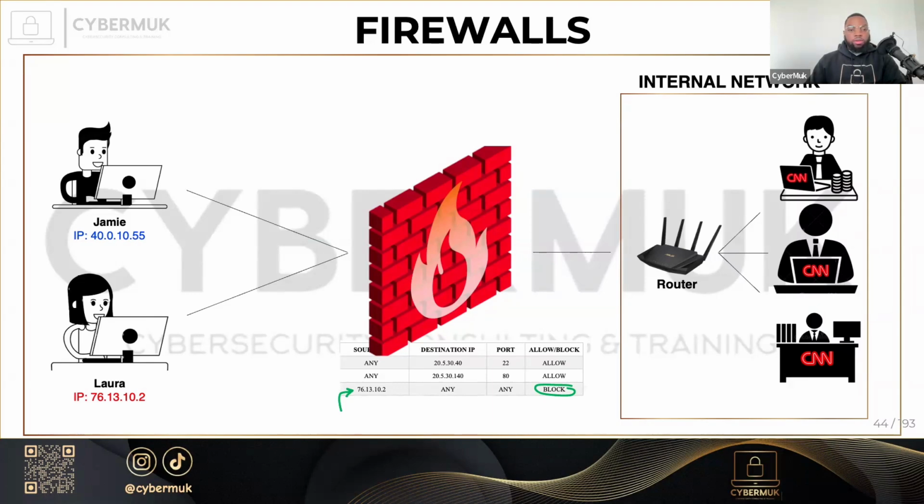In domain 4.5, we will go into detail on how to configure a firewall, but let's take a look at the illustration here. When Jamie connects, since the firewall authorizes him to go through, he is able to connect. But when Laura tries to connect, the firewall will analyze her communication and block it based on the firewall rules.